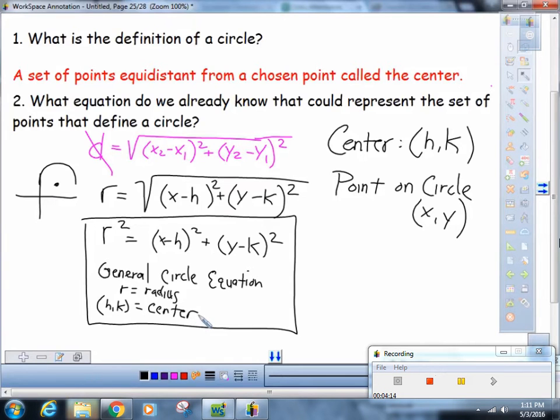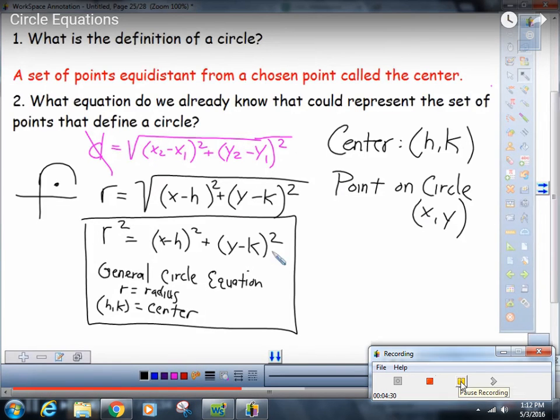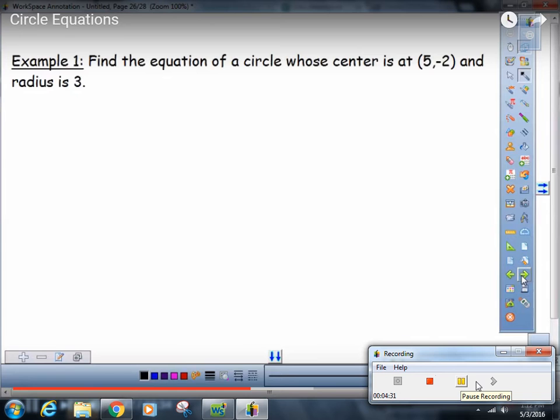We're going to do an easy example to get you feeling comfortable, and then we're going to do a very challenging example that reminds you how much algebra you have learned, and that'll be the end of the vid. Okay, so example 1. Find the equation of a circle whose center is at 5, comma, negative 2, and radius is 3.